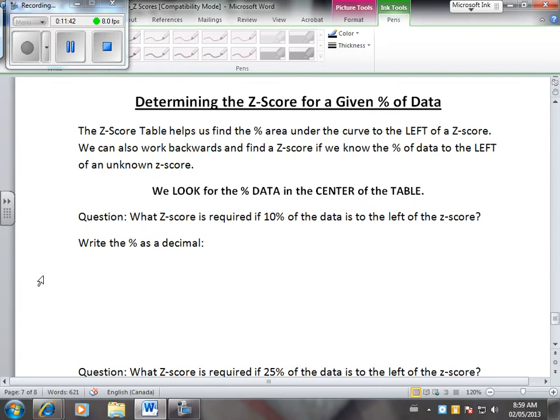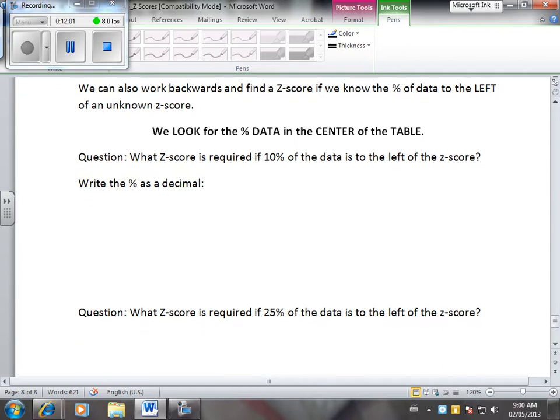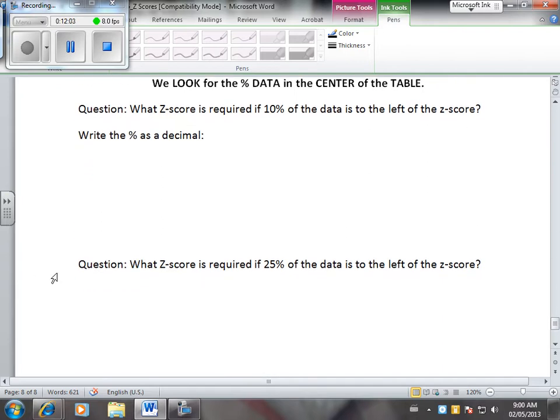Now we can determine the z-score for a given percentage of data. So this is working backwards. If I give you a percentage of data, you can go to your z-tables and work it out to find your z-score. So we can work backwards. So if we look for the percent data in the center of the table, what z-score is required if 10% of the data is left of the z-score? And so what we do is we turn this 10% back into a decimal, because the z-score table uses decimals. Remember that we're always multiplying by 100 to get our percentage. So if we just divide 10 by 100, we get 0.10.